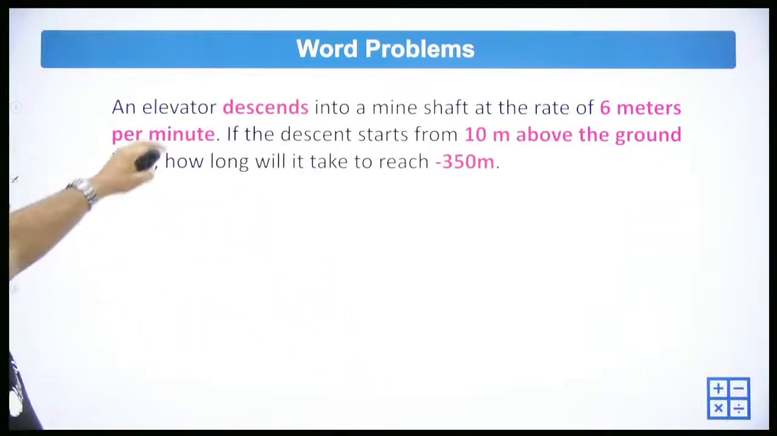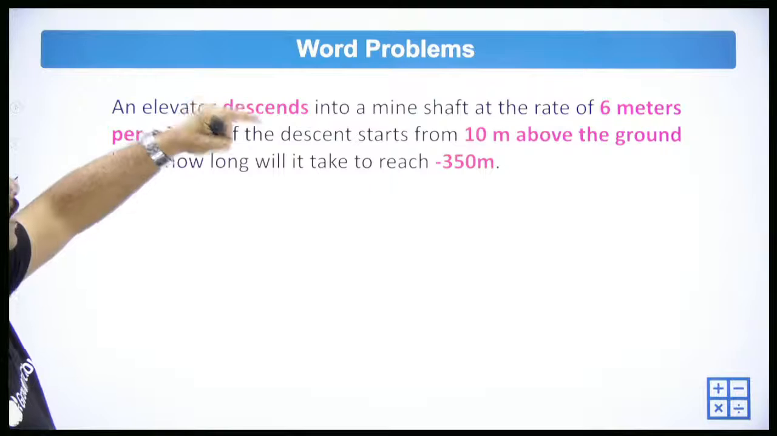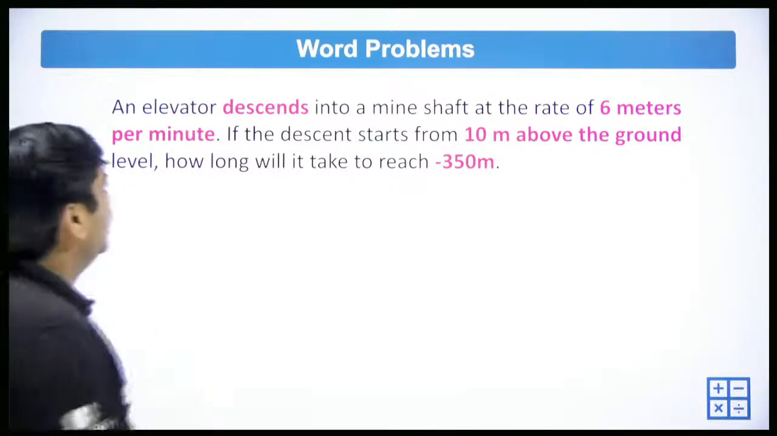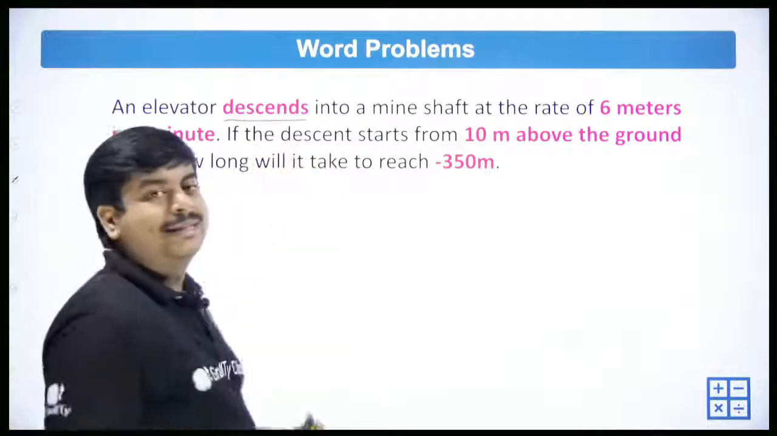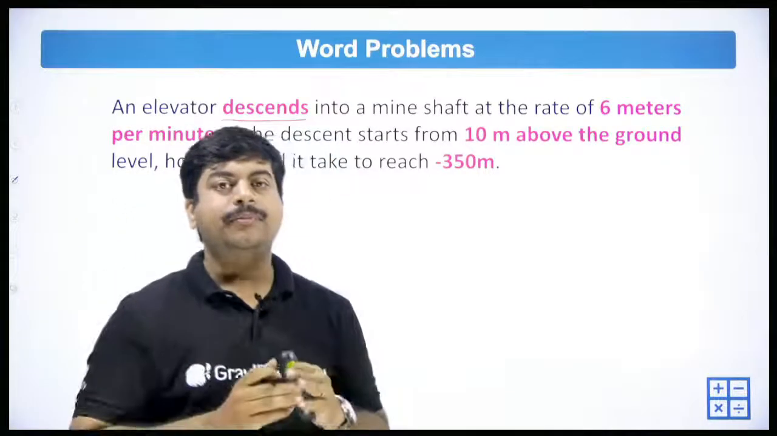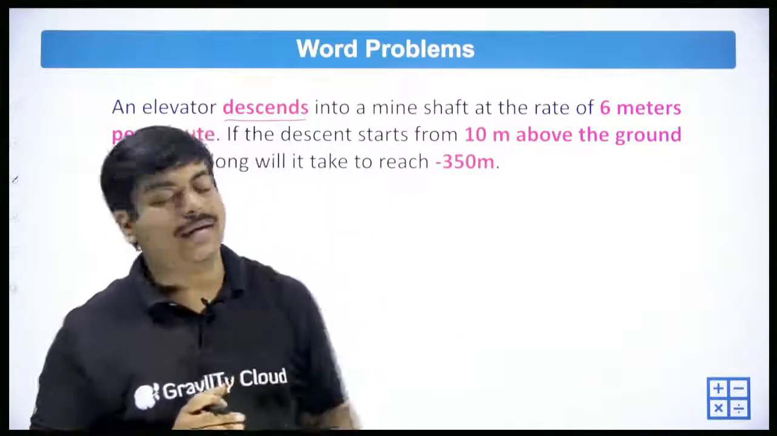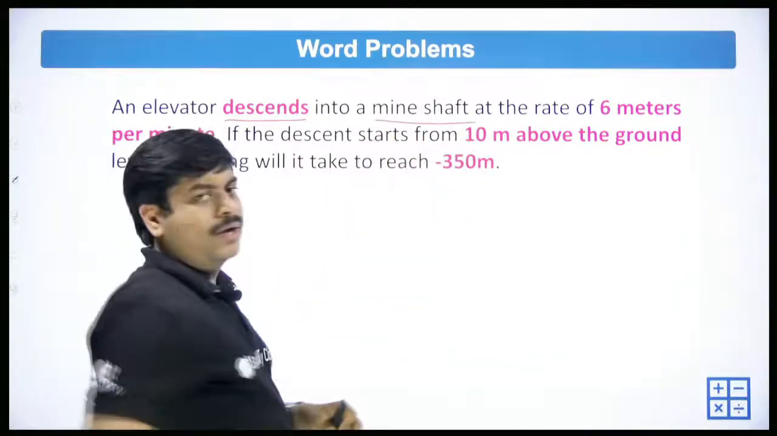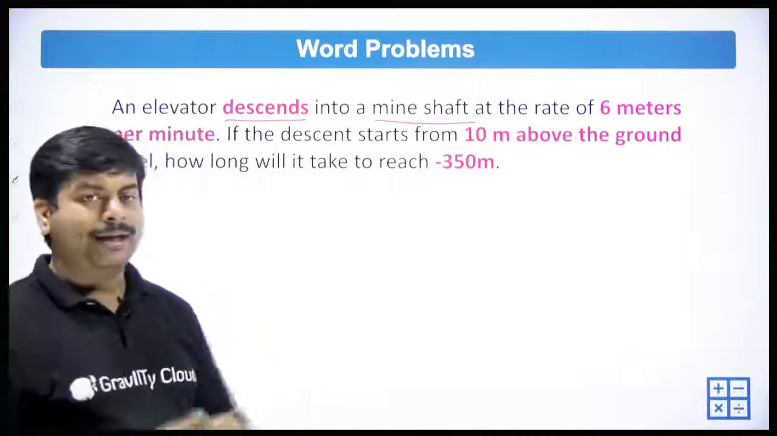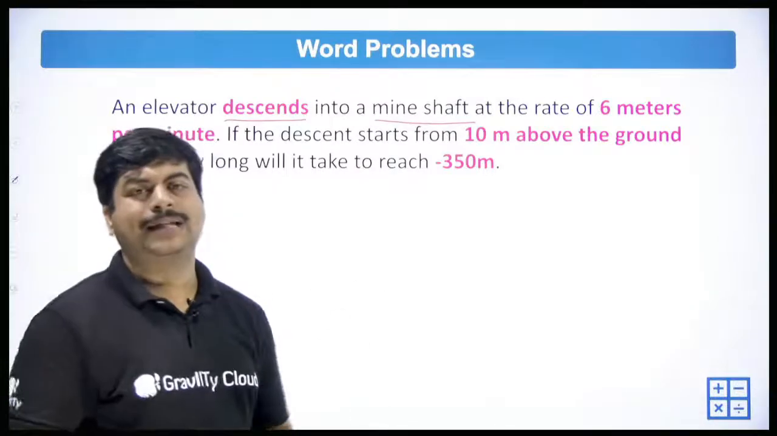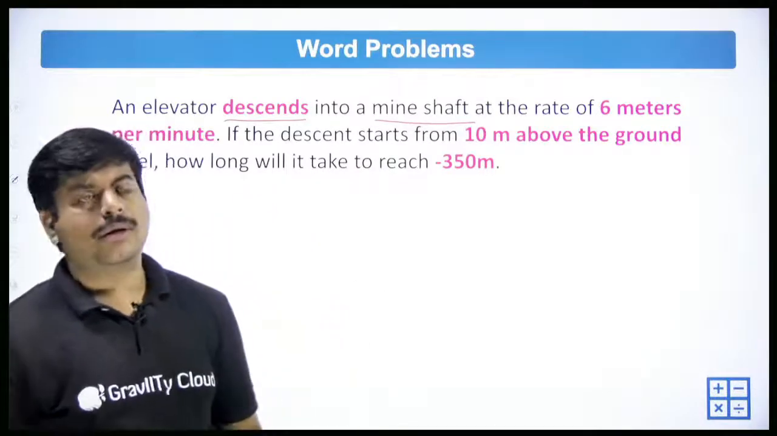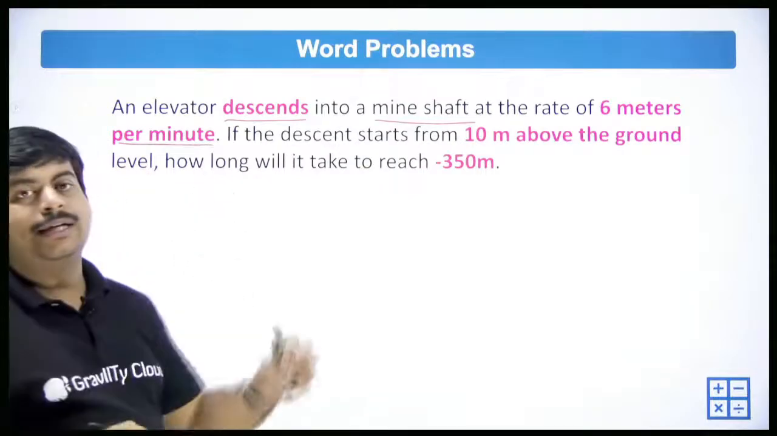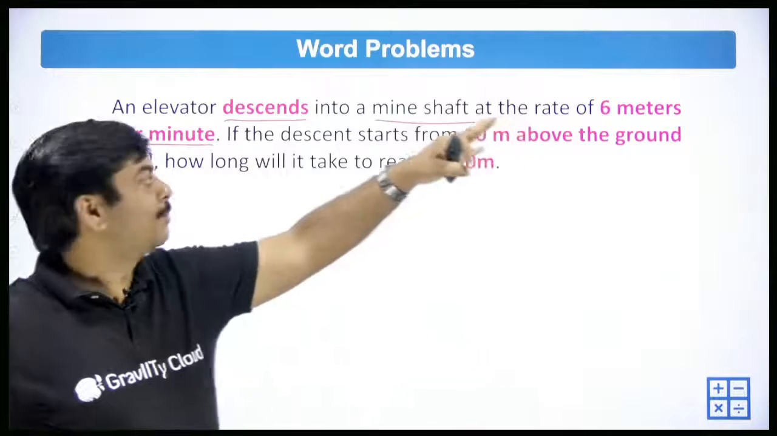An elevator descends into a mine shaft at the rate of 6 meters per minute. Descends, what do you mean by that? Descends means going down. An elevator descends into a mine shaft. Mine means there is a mine area where you are doing mining. So it's moving down at the rate of 6 meters per minute. For every minute, it is moving at a rate of 6 meters.